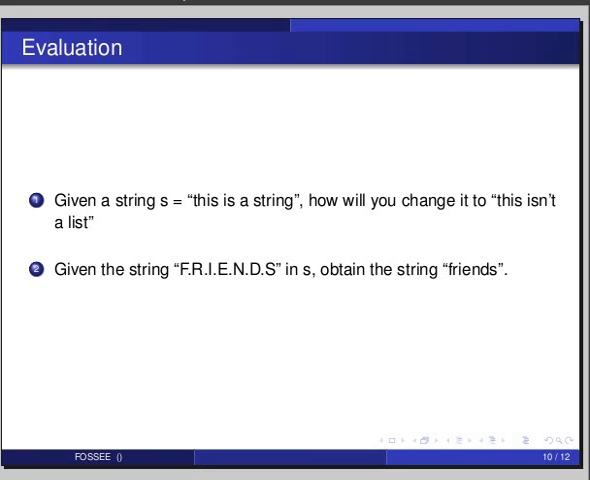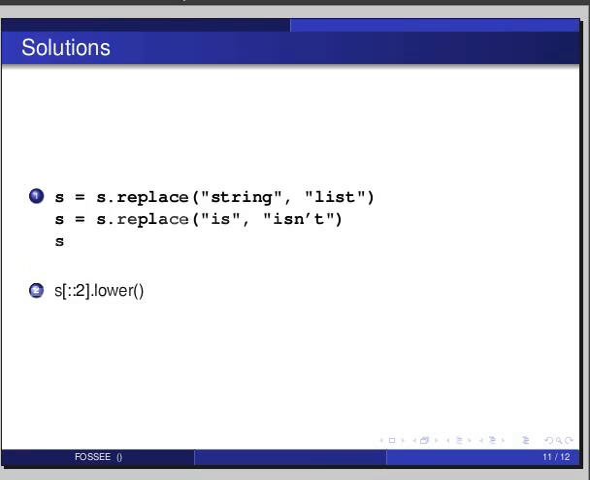So here are some self-assessment questions for you to solve. Given a string s is equal to, in double quotes, this is a string, how will you change it to this isn't a list? Second, given the string FRIENDS in s, obtain the string friends, where the FRIENDS in s is all capital letters separated by dots.